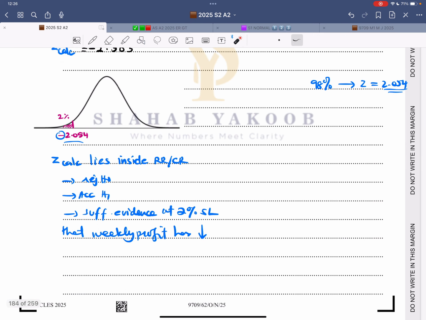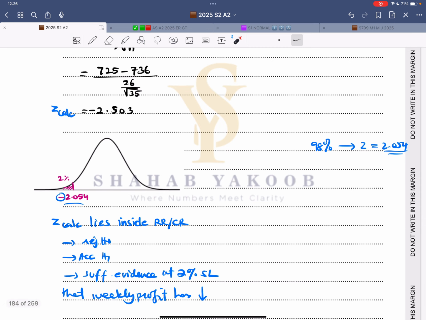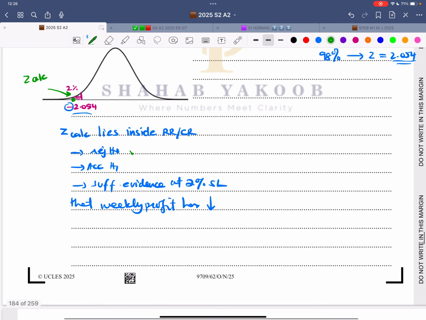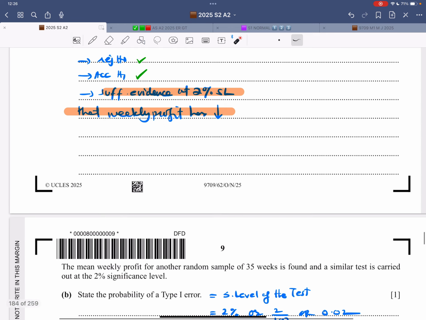Now let's double check the z value. Does it lie inside the critical region? Yes, it lies inside the critical region. Let me mark this value. So this z value lies inside the critical region. That is the z calculated value. Therefore, reject H0, accept H1, and then this is what the examiner will be asking you: the reasoning, the conclusion in the context of this question. There is sufficient evidence at the 2% significance level that weekly profit has decreased.